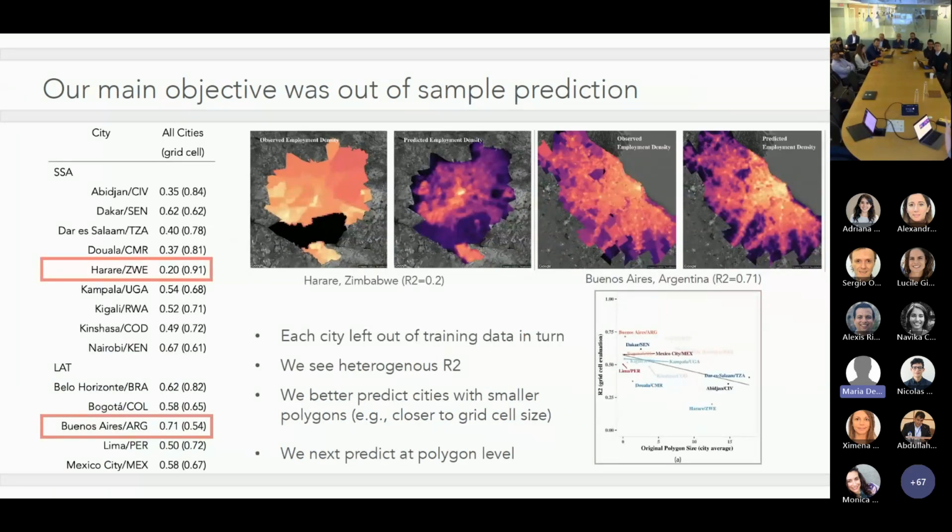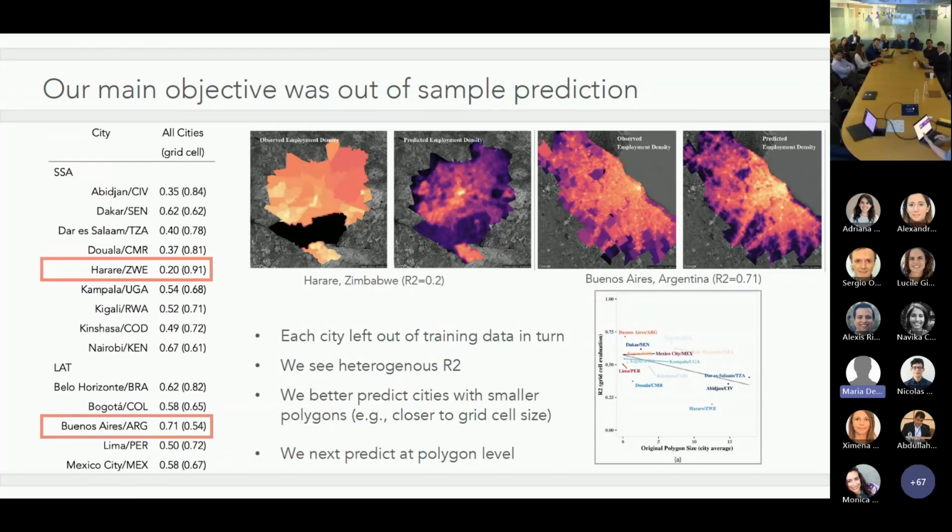Okay, as I said, our main objective was to do out of sample prediction. So for each city, we trained the algorithm on the other 13 cities and tried to predict that particular city. You can see here a list of the R-squareds we obtained. I want to emphasize that this is an extremely difficult task that's rarely attempted in the literature. If you do find R-squareds in the literature, they're in the range of about 0.2. We haven't seen anything higher. So the R-squareds you're seeing here, although significantly lower than the very high R-squareds we had for the full sample, are much higher than the very few examples in the literature.